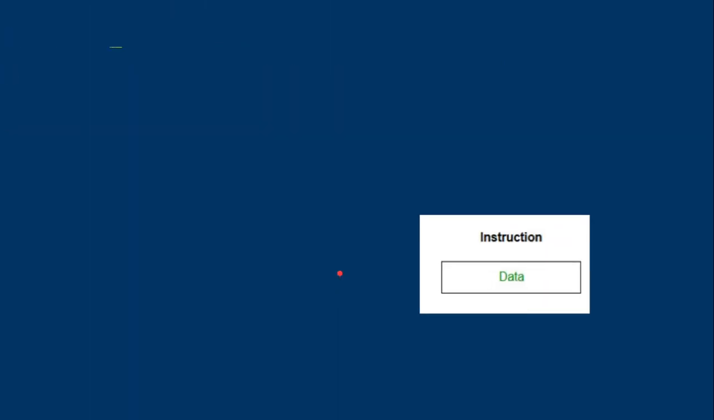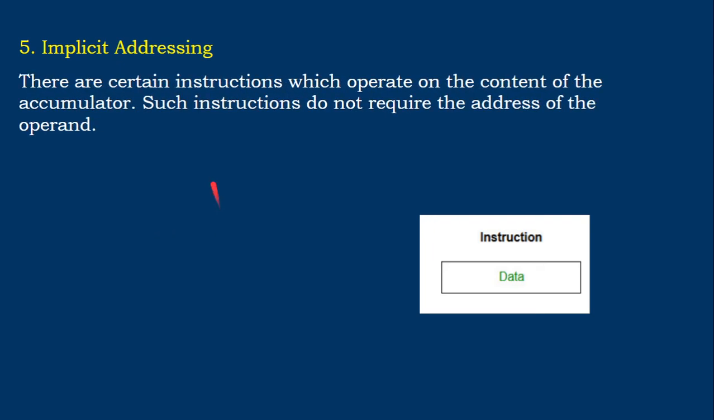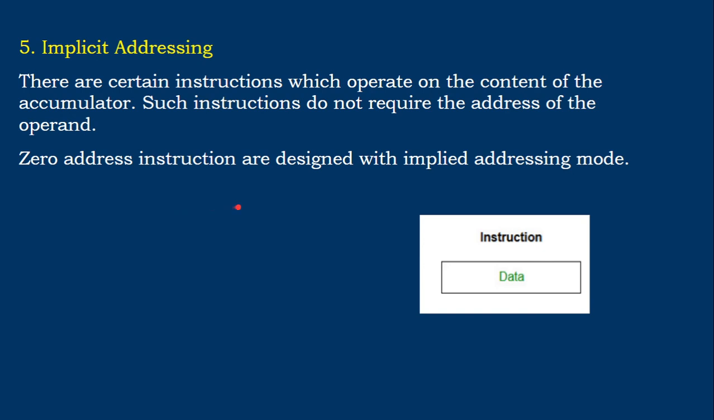The other one is the implicit mode. Implicit or implied mode means the instructions need not contain an operand. These are the instructions which operate on the content of the accumulator. Such instructions do not require the address of the operand. That means the instruction need not specify any address for the operand, because the instruction always accesses the content of the accumulator. Implicitly, the data is in the accumulator. They are also called zero address instructions.